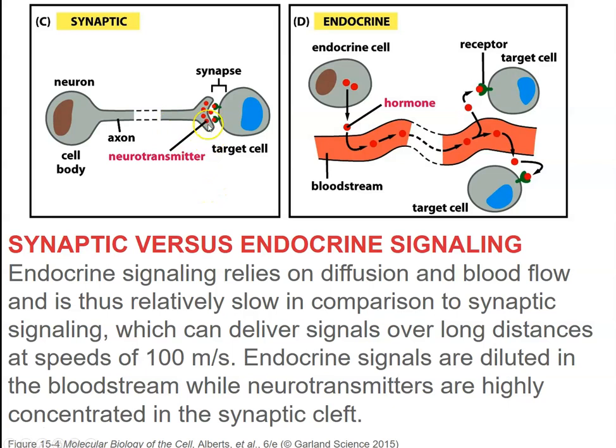And the reason they can do that is because this synapse, this space between the neuron and the target cell, is very, very small. So the signaling molecules become very, very concentrated. Whereas for endocrine signaling, the signaling molecules become very dilute in the blood. So it will be a lot slower for these signaling molecules to find their targets.